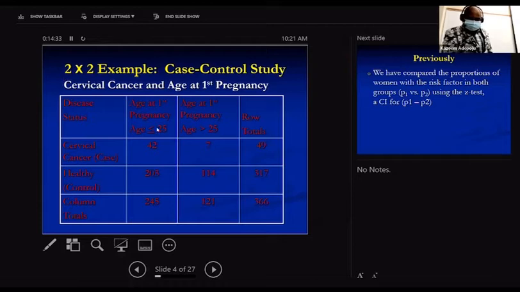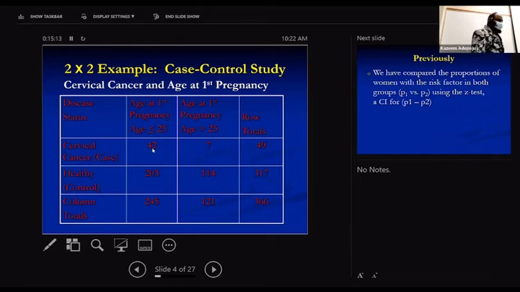Now, what is the meaning of this? 245 is the number of pregnant women who had their pregnancy at the age of 25 or less in the study. Those who had their pregnancy at an age more than 25 are 121. The total number of pregnant women who participated in this survey is 366.